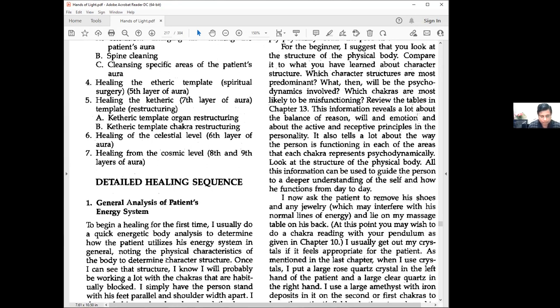For the beginner, I suggest that you look at the structure of the physical body, compare it to what you have learned about character structure. Which character structures are most predominant? What then will be the psychodynamics involved? Which chakras are most likely to be misfunctioning? Review the tables in chapter 13.